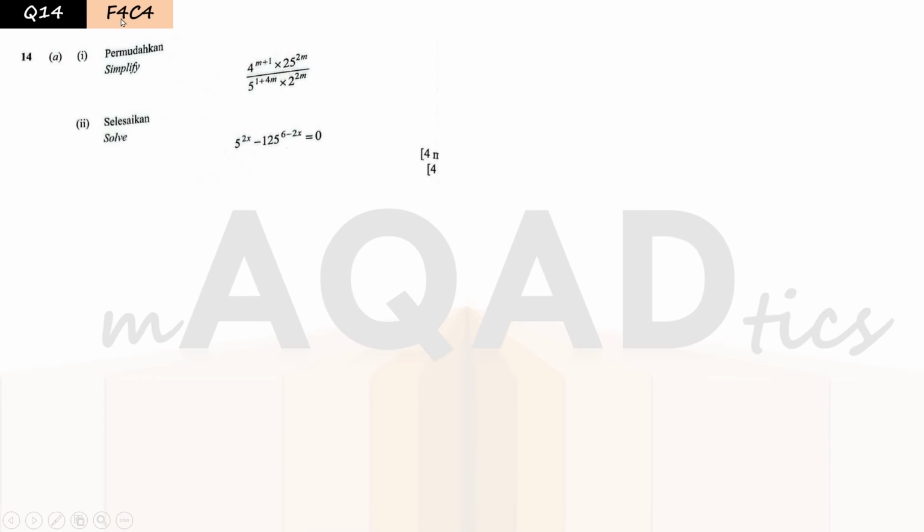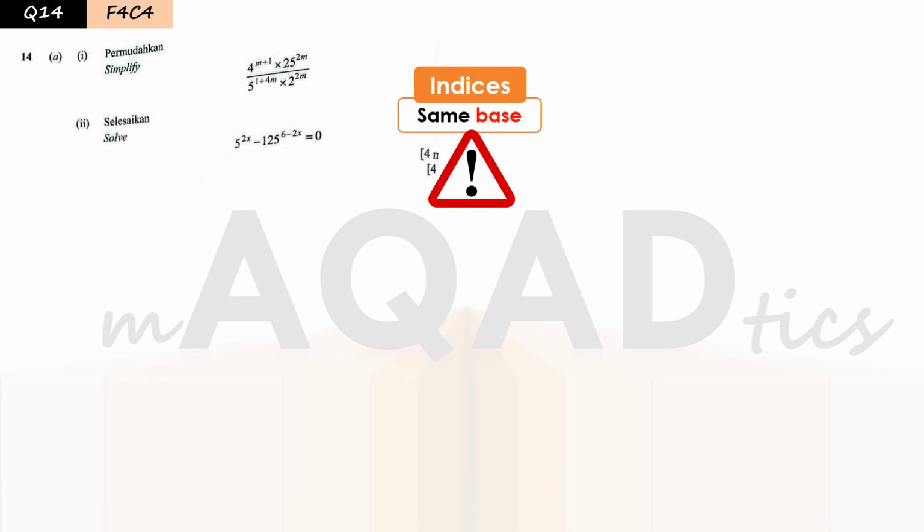Question 14 focuses on the indices, surds, and logarithms chapter, and in part A, we need to solve these indices questions. In part 1, we need to simplify this expression here. The key to solving any indices question is to make sure the base value is correct. What do I mean by base value? It's actually this value, the value a here.